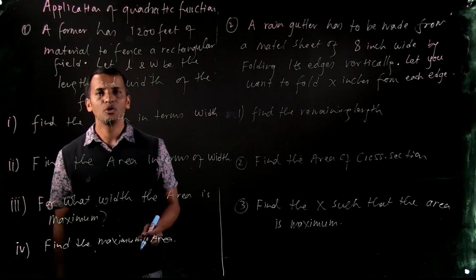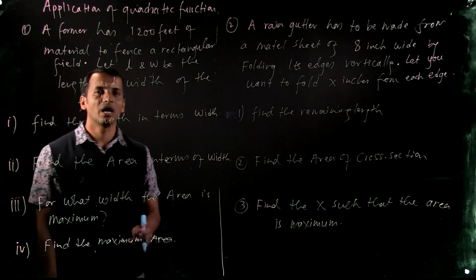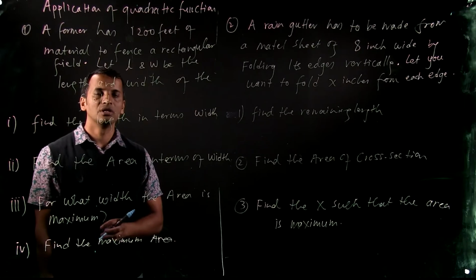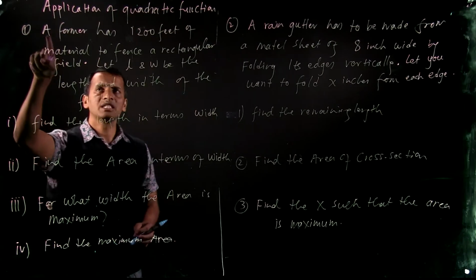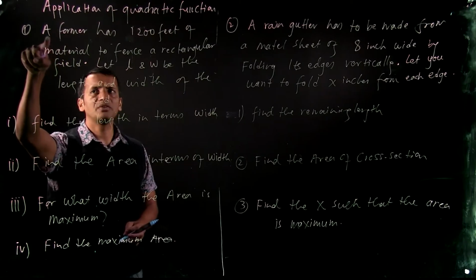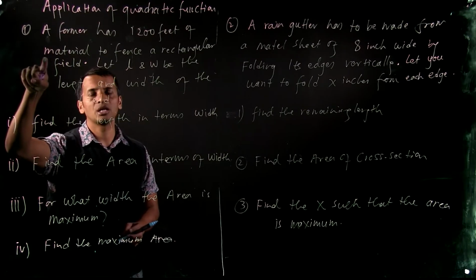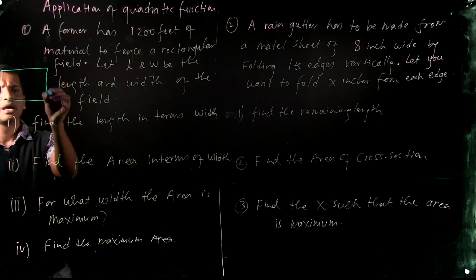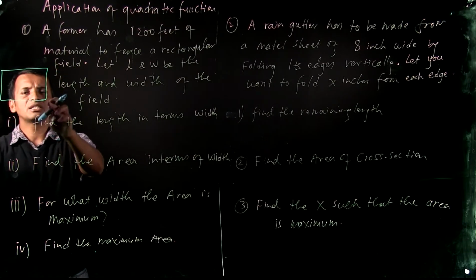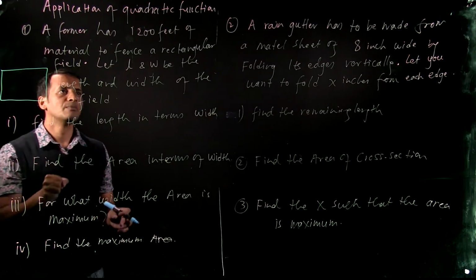Hi, in this video I'm going to show you two examples on how to use quadratic functions in applied problems. The first example is: a farmer has 1200 feet of material to fence a rectangular field. So the farmer has a rectangular field and he wants to fence around it.